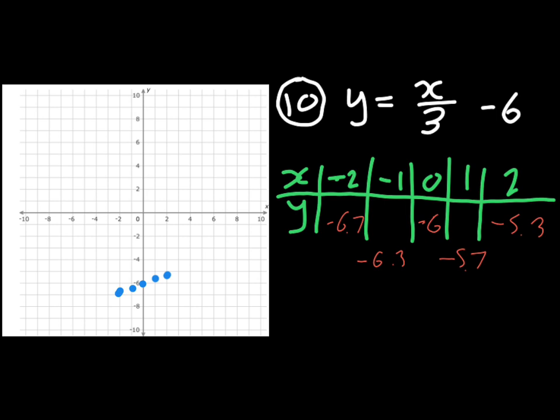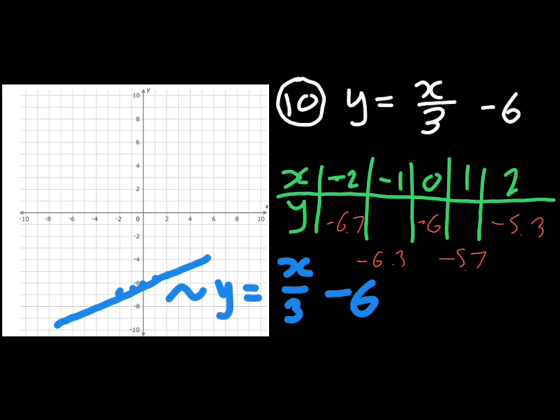Now, once again, we need to connect these dots up using a ruler. And once we have done that, our last step is once again to write our equation, which is y equals x over 3 minus 6. And now we are finished with question number 10.